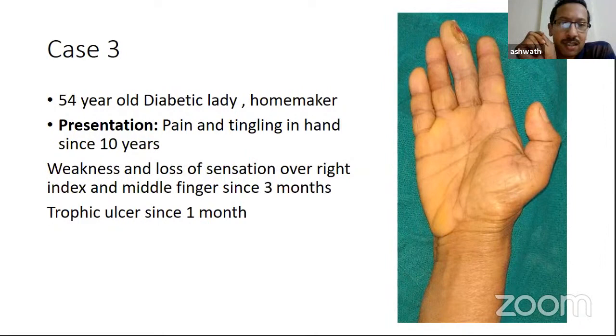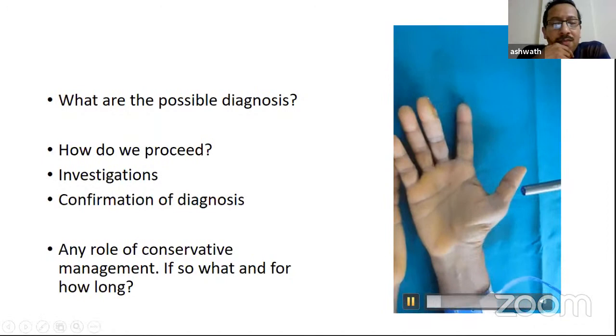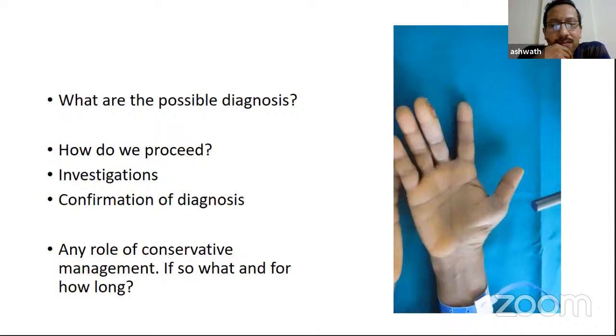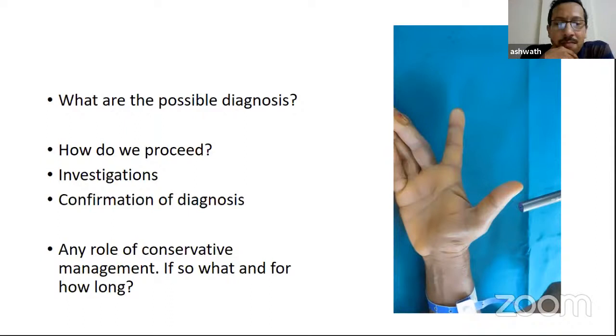So the same questions that I would ask. What are the possible diagnoses that come to our mind when you have a picture like this? And how do we proceed? So this is the function that we were examining. Now, there's hardly any abduction present in this finger, in the thumb. So how do we proceed?